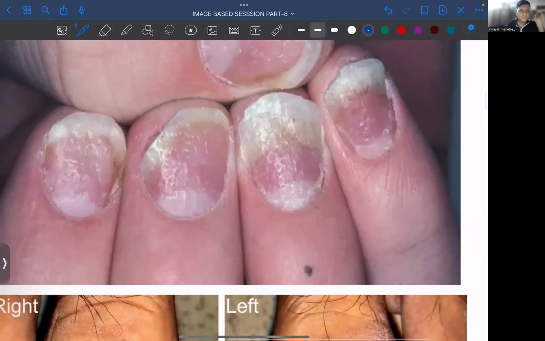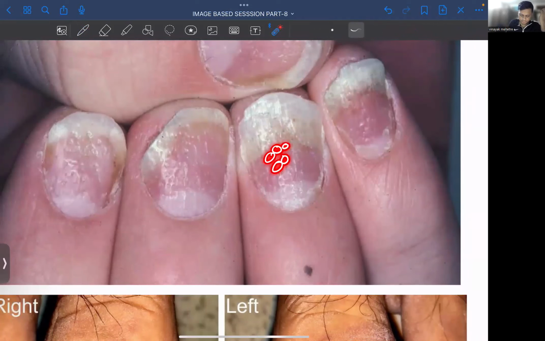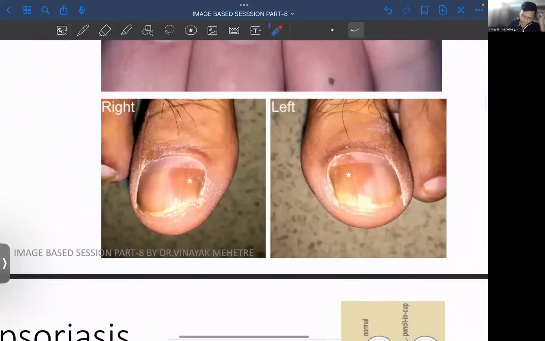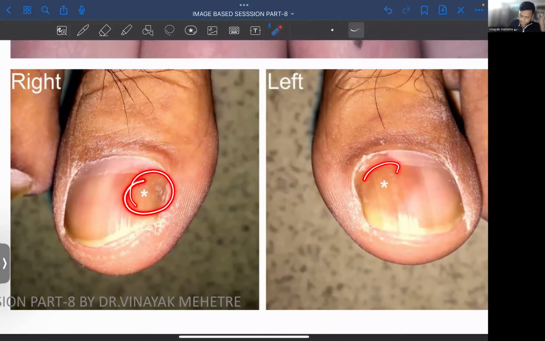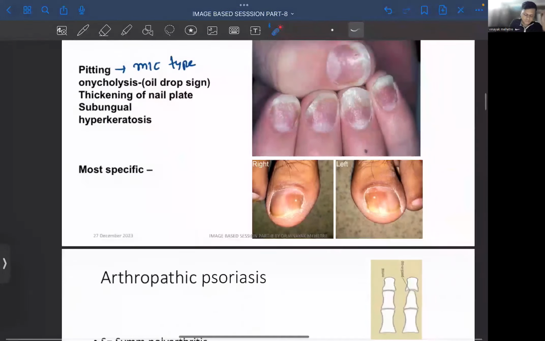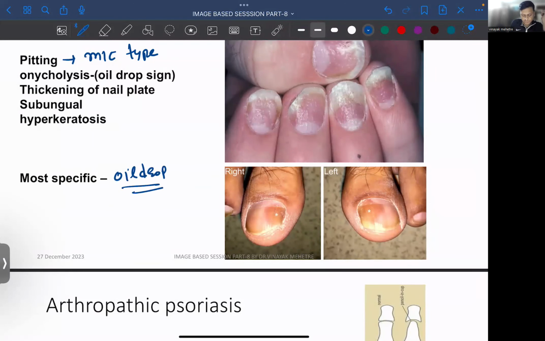What does pitting mean? Pitting means holes, right? So take a look over here. This is called pitting. Pits are formed, right? And the most specific nail change is oil drop. It looks like someone has dropped oil. Oil is brownish in color, right? So this is most specific, oil drop. That we also call onycholysis, right?